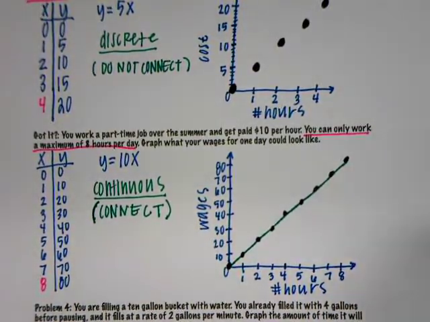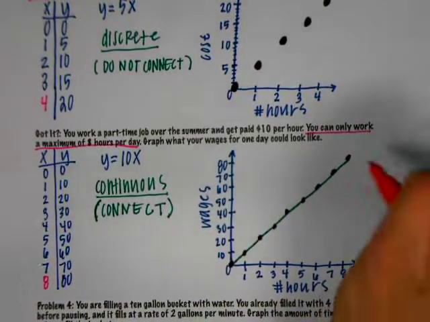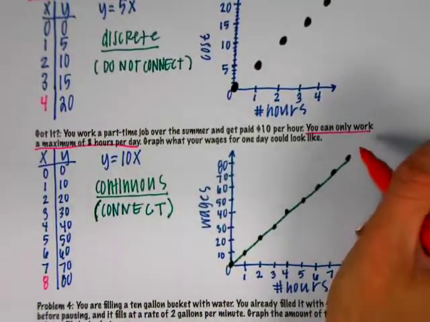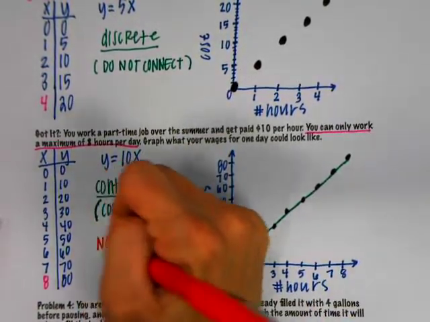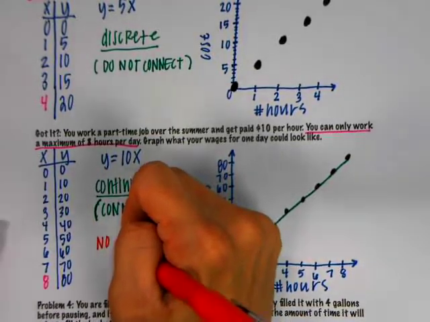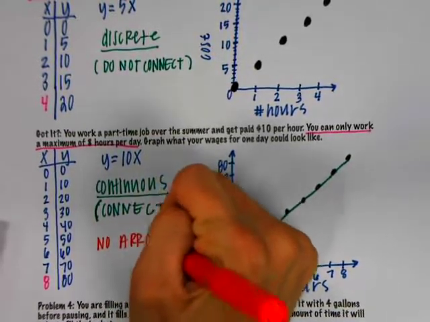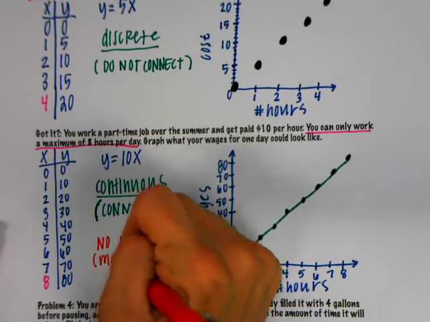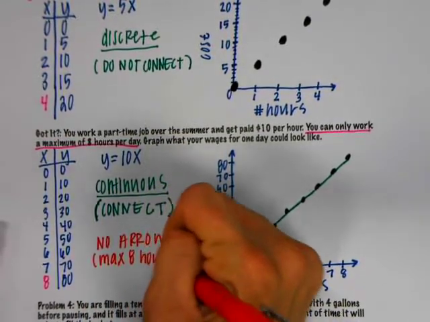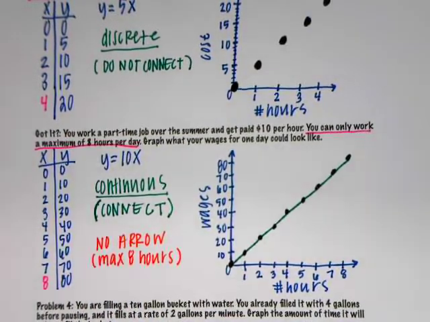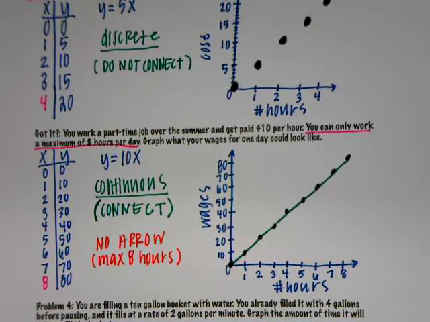Okay, so now the other thing we have to talk about too is whether or not you'd use an arrow. So would I use an arrow on this? No, why? Yep, perfect, so no arrow. Because you have a max of 8 hours. So you can't go past that. Got it? Yeah.